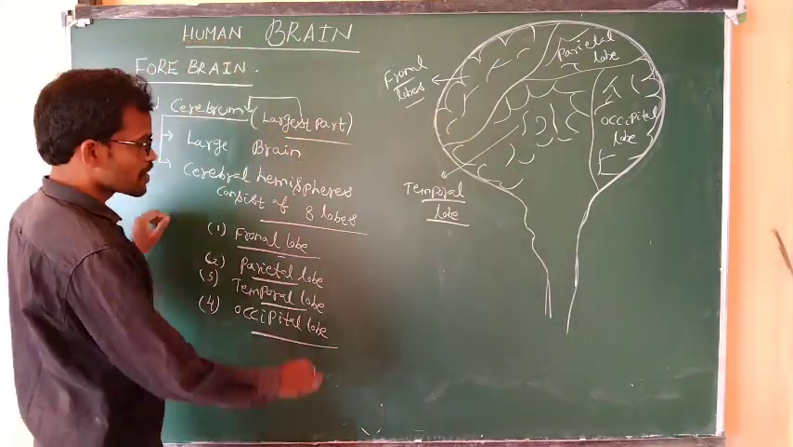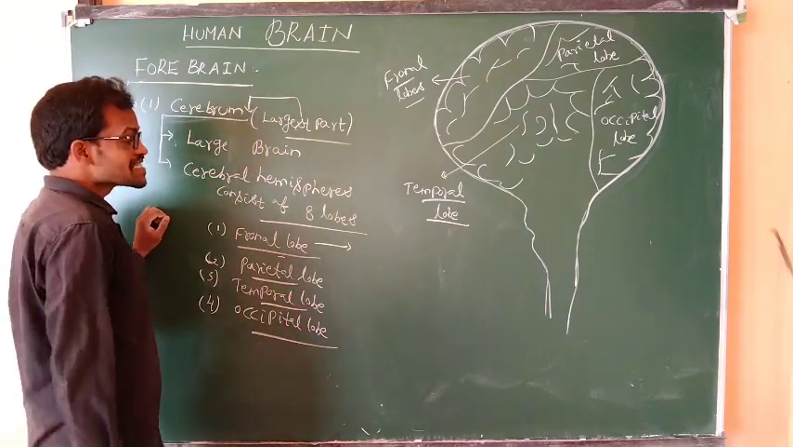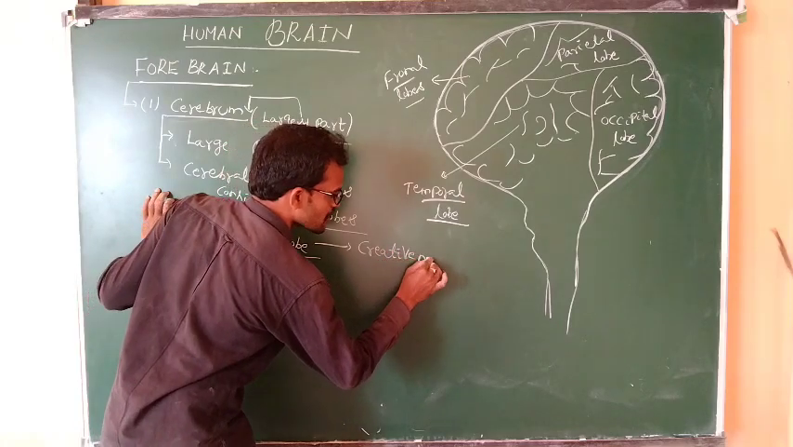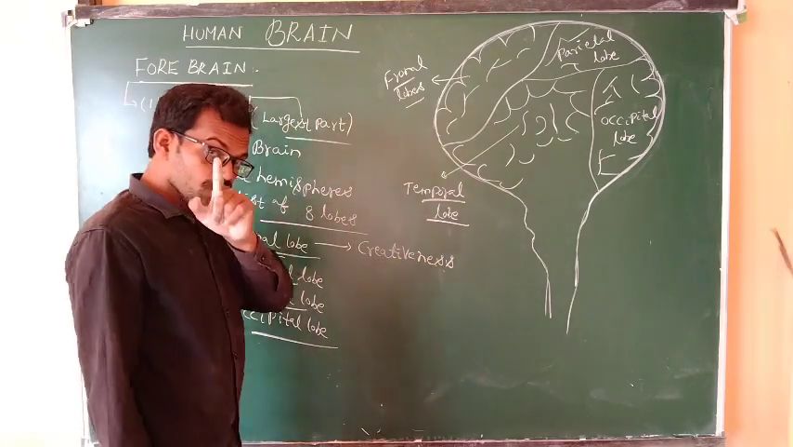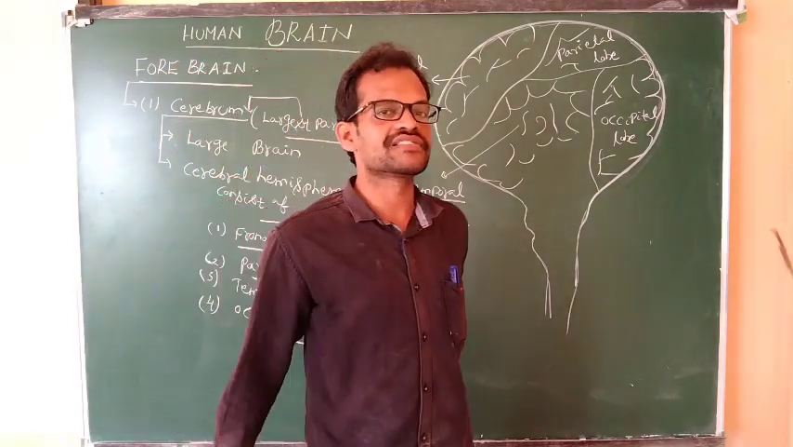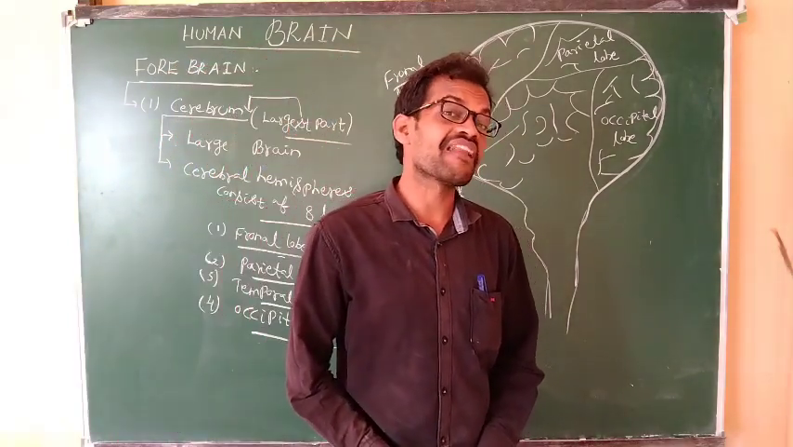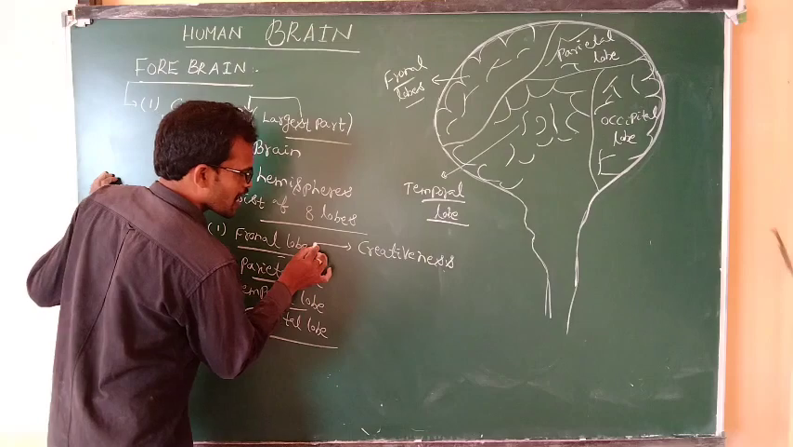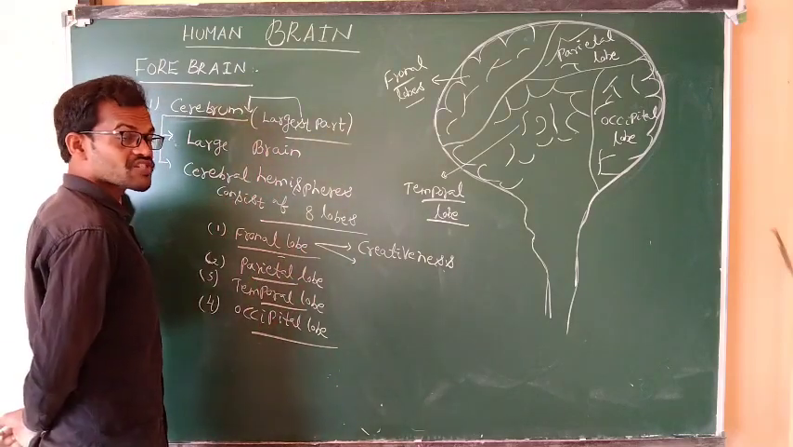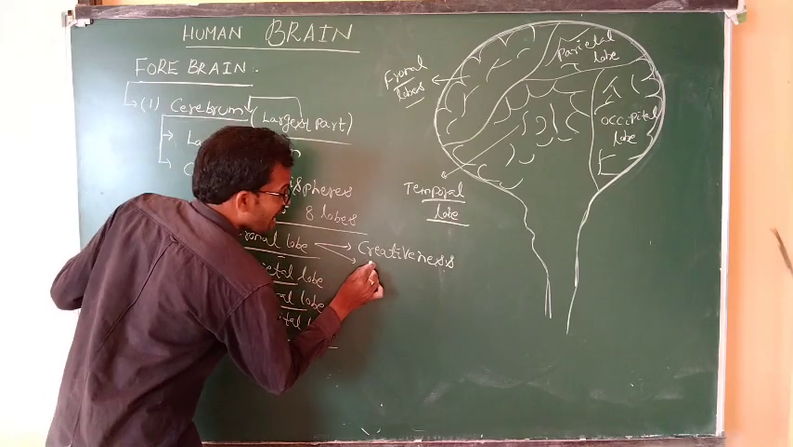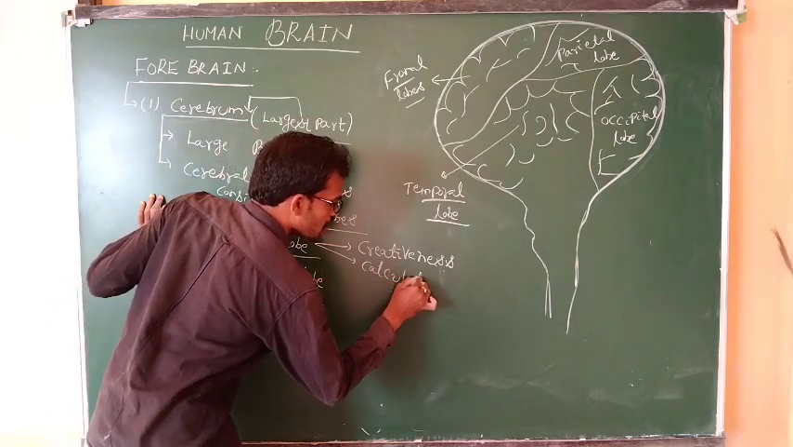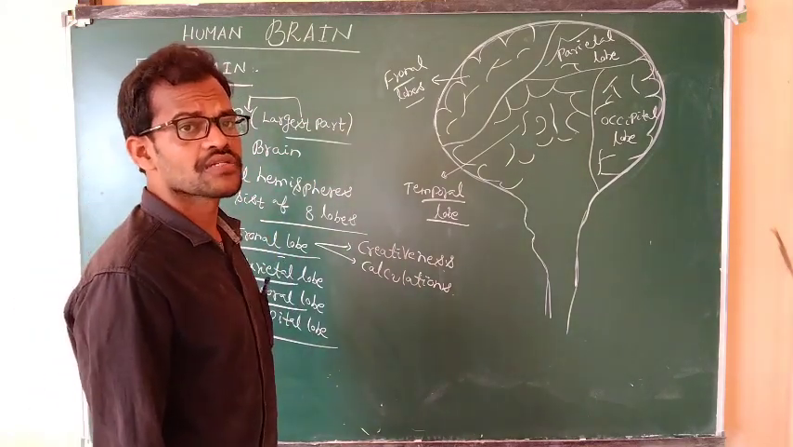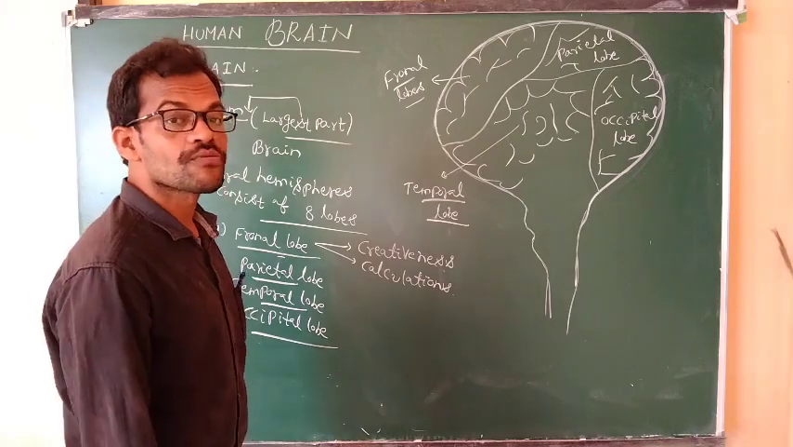What is the function of the frontal lobe? It is helpful for creativeness. If your frontal lobe is well developed, like Einstein and Thomas Alva Edison, your creativeness and your judgment also increase. Other functions are creativeness and calculations. You can easily calculate any values like a calculator with the help of the frontal lobe.